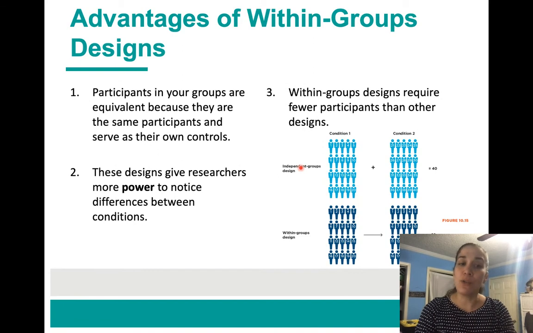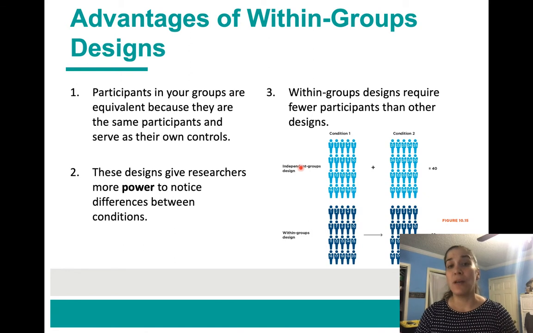These designs also give researchers more power to notice differences between conditions because it eliminates, or minimizes, unsystematic variability. Again, the differences between groups that naturally occur. And so that gives us more statistical power, aka larger effect sizes, aka larger Cohen's d, to refer back to what we learned last week about independent samples t-test.